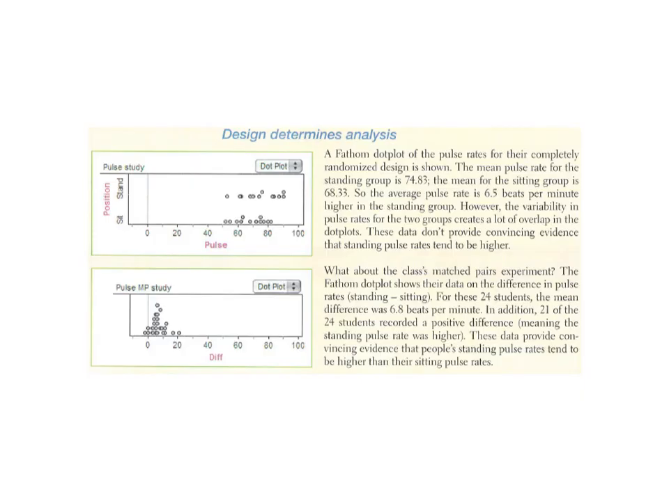Let's look at this example here. So it tells you here you have a Fathom dot plot. Okay, Fathom is just the software that was used to create this. So you have a Fathom dot plot of pulse rates for their completely randomized design that is shown below. Okay, you're looking at the mean of a group that took their pulse while standing, and the mean of a group that took their pulse while sitting.